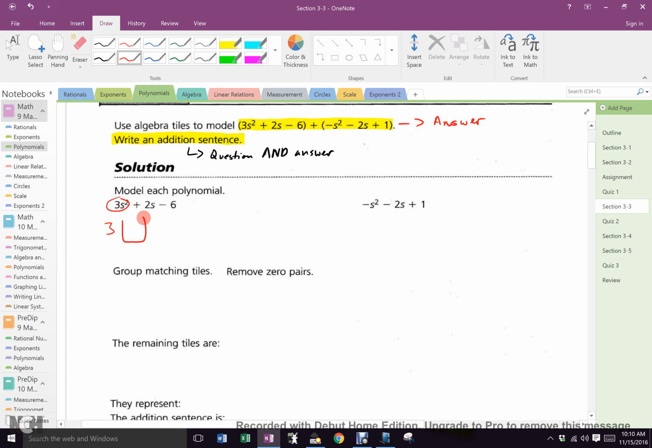So how do I draw this guy? Three big squares. Two bars. Actually, I am going to draw this one out. Cool? Now that's going to be on the end. How do I draw this guy? Two bars. Are they shaded or not, Keon? No, because it's a positive. And then how do I draw this guy? Six little guys.